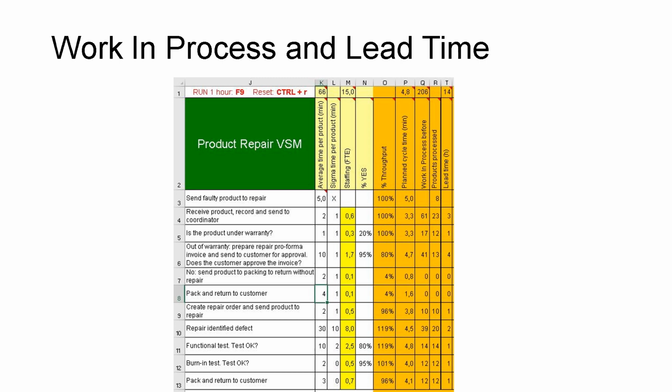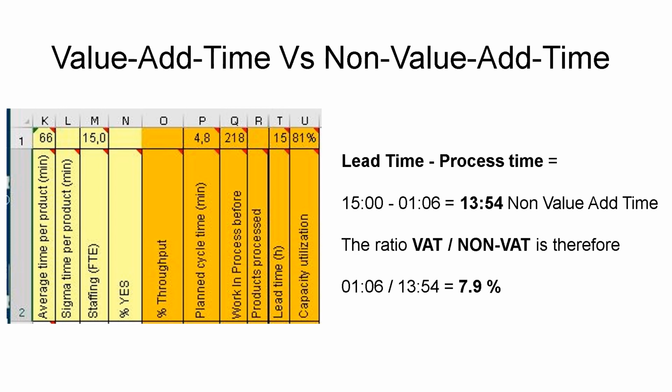Lead time is equal to WIP times throughput. T1 has the average total lead time in hours for one product from the time it is received from the customer until it is returned repaired. Column K has the average process times for each operation. K1 has a total average process time for the product, taking into account that not all products go through every process step, as shown in column O. In this case, it is 66 minutes.